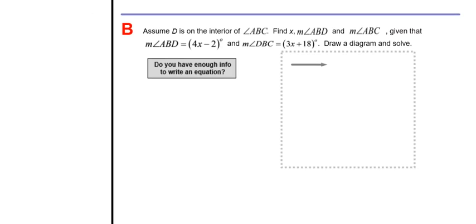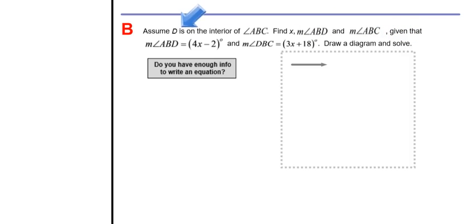It says, assume D is on the interior of angle ABC. Find x, the measure of ABD, and the measure of ABC, given that ABD equals 4x minus 2, and the measure of angle DBC equals 3x plus 18. Draw a diagram and solve.